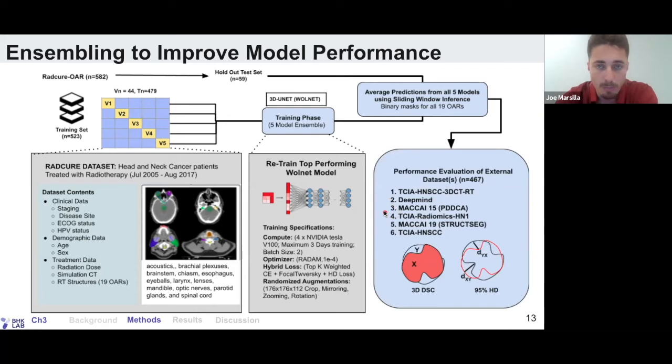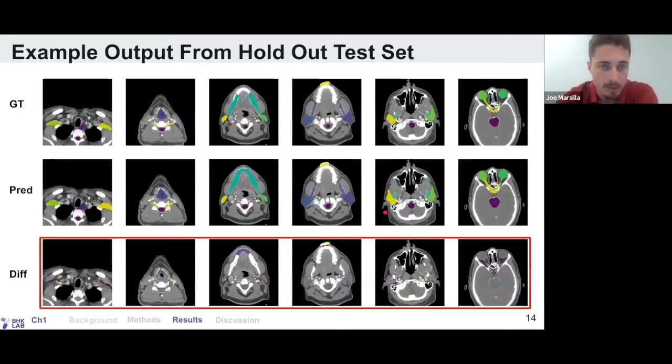Just a brief overview of what those results look like. You can read the paper in more depth. Basically, we did fairly well across all OARs that we segmented, the ground truth being at the top, the prediction in the middle, and the difference here. The less stuff we have on this slide, the better. That means our network does quite well at segmenting OARs right off the bat. So in order to beat this, you're going to have to put some work into beating the baselines that we've already made.